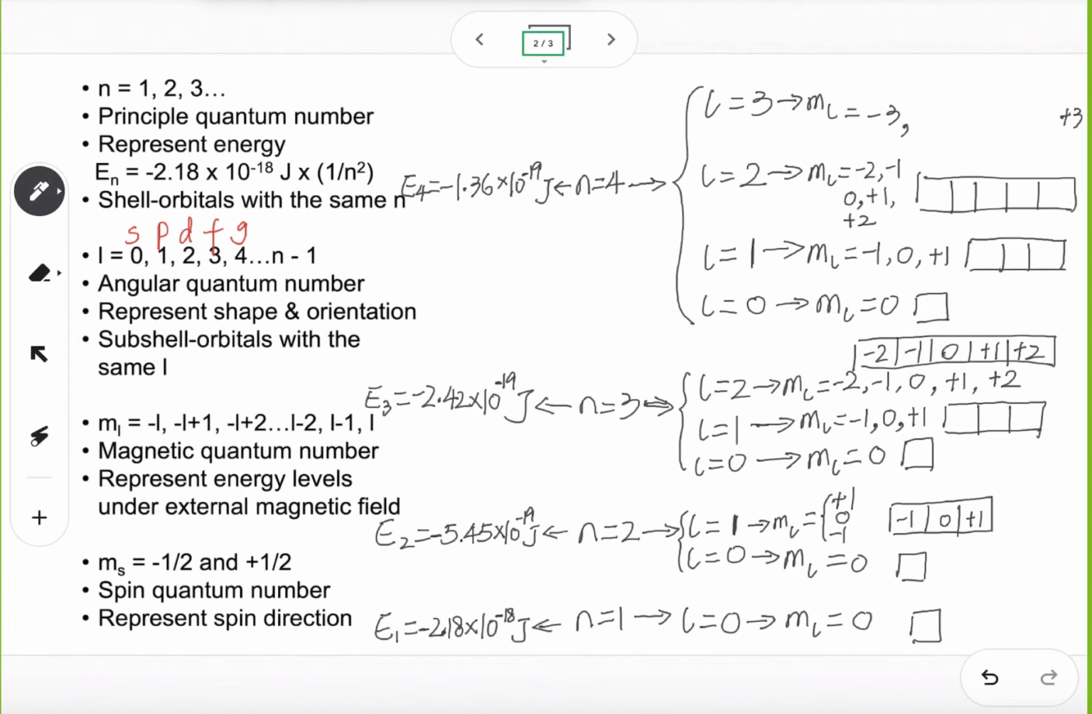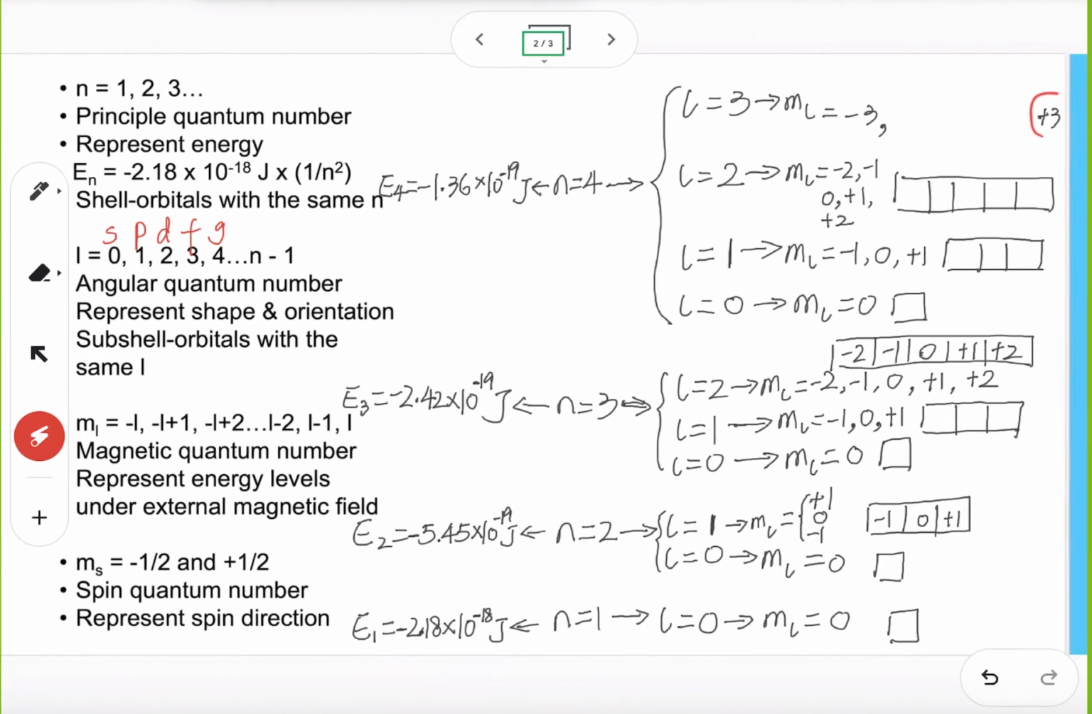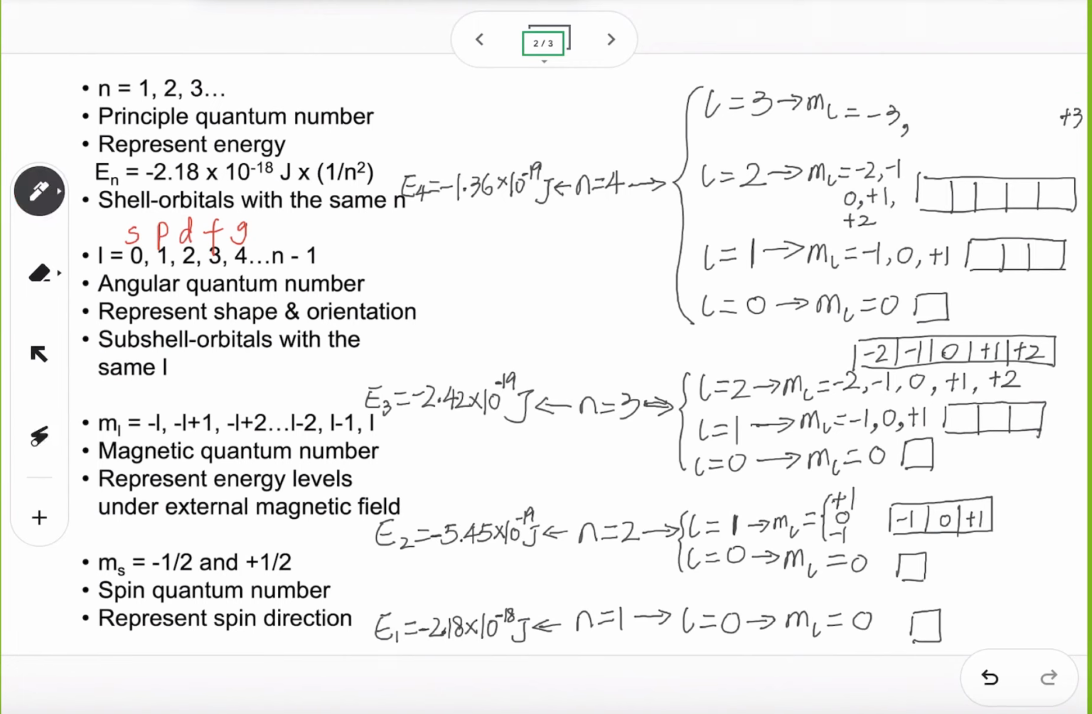Now let's start from -3 and keep adding 1 until you reach +3. The next value would be -3 plus 1, -2. Now the next value would be -L plus 2, -1. And then 0, and then +1, and then +2. And then +3. You reach the upper limit. We should stop here.